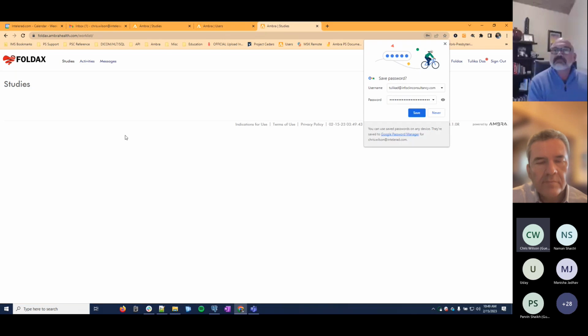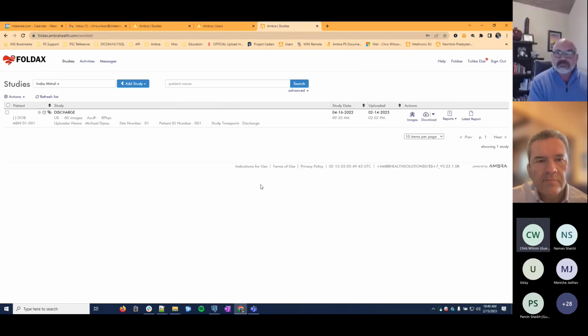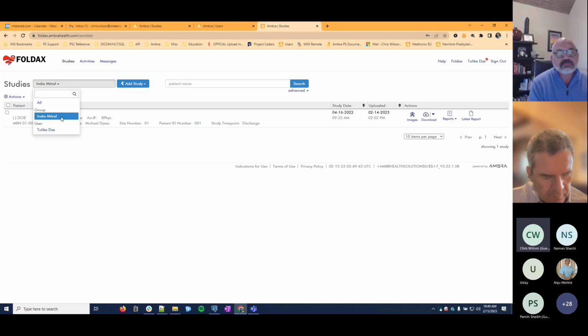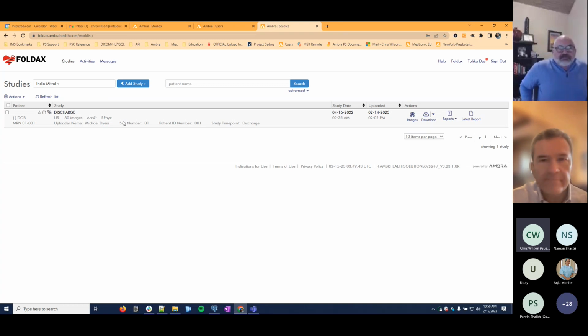Signing in from here, there's going to be fairly minimal amounts of information that you have access to. In the top left is a work list that includes studies that you've uploaded or have been shared to you as a user, as well as, in this case, the India Mitral group. It's the only group of studies that you'll have access to. This is where everything's going to get uploaded for this particular study. Right now, you can see Michael has a test image from the study that's already in here.